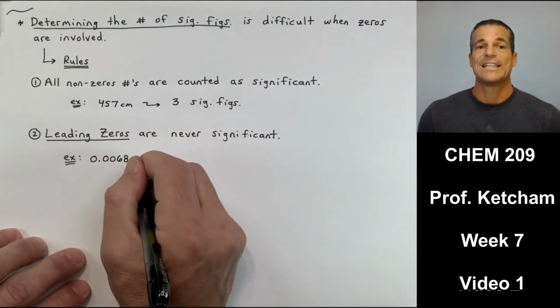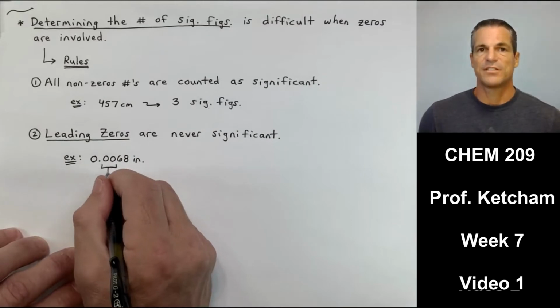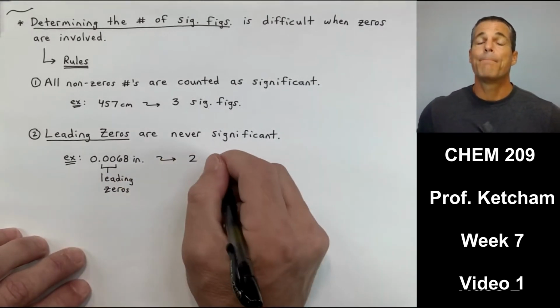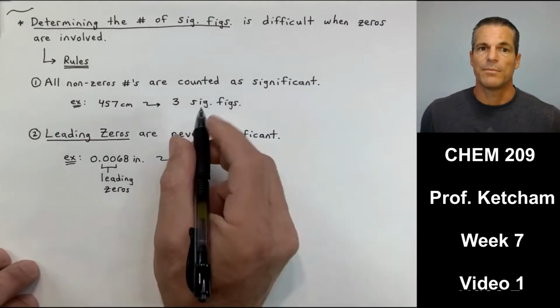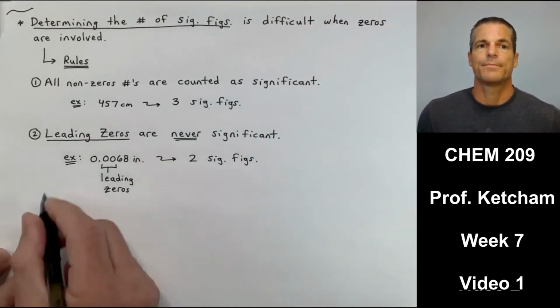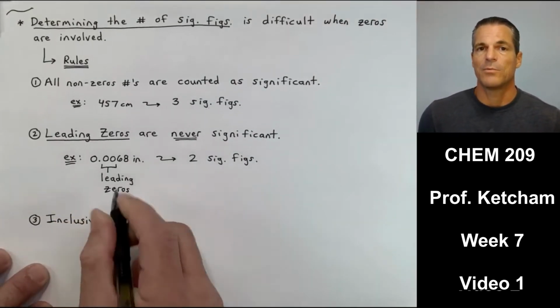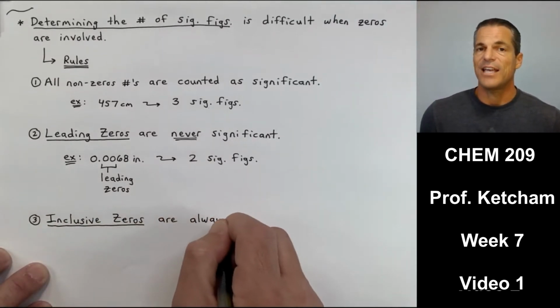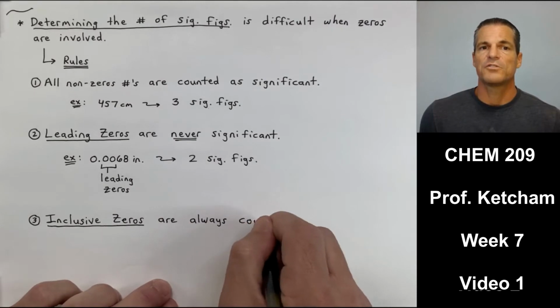Number 2, leading zeros are never significant. Leading zeros are zeros that come before the non-zero numbers in a number such as this that has a decimal. Okay, so 0.0068, the 0 and the 0, those are leading zeros.